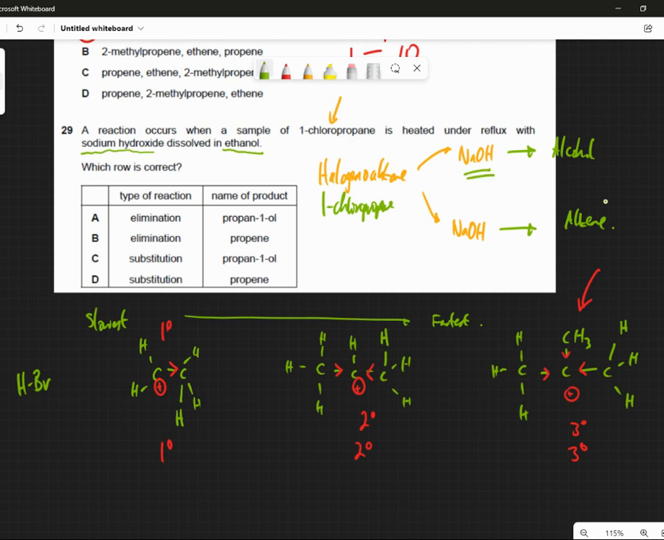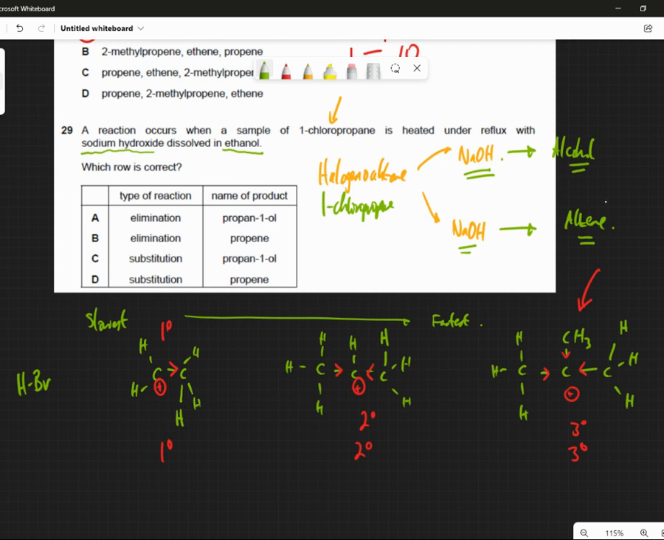What conditions do we use sodium hydroxide to get the alcohol? And what conditions do we use the sodium hydroxide to get the alkene? These are the only two things we use sodium hydroxide for with halogenoalkanes. One, you get the alcohol, and one, you get the alkene. But the conditions are different. Does anyone know what they are? Ethanol for alkene. Well done.